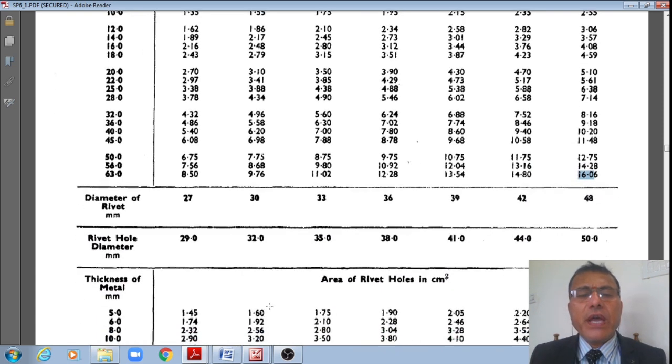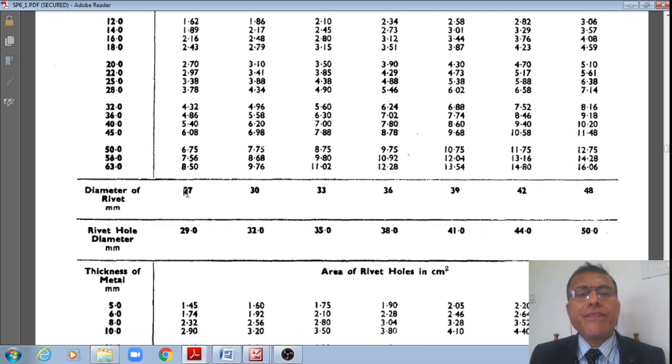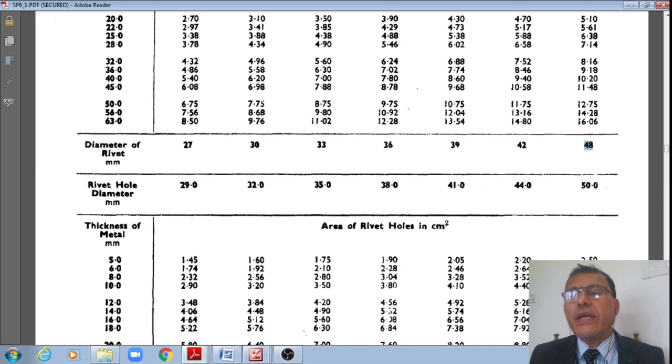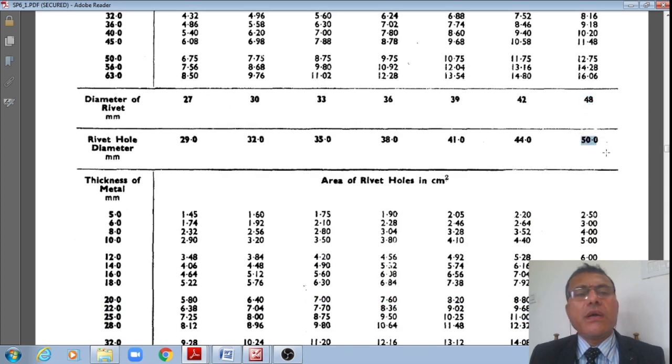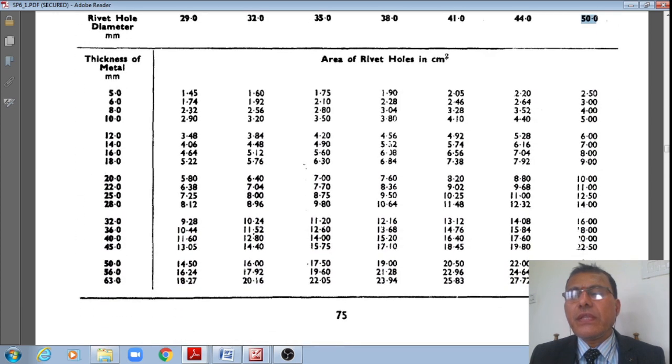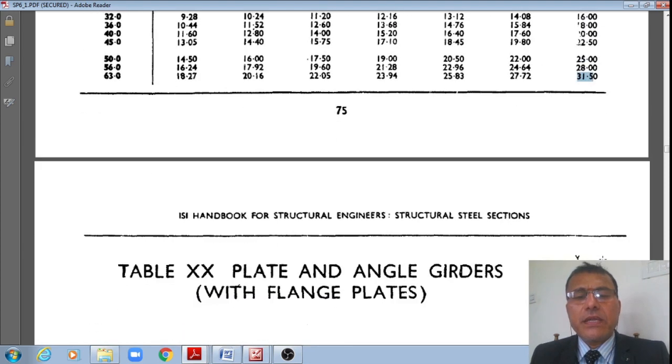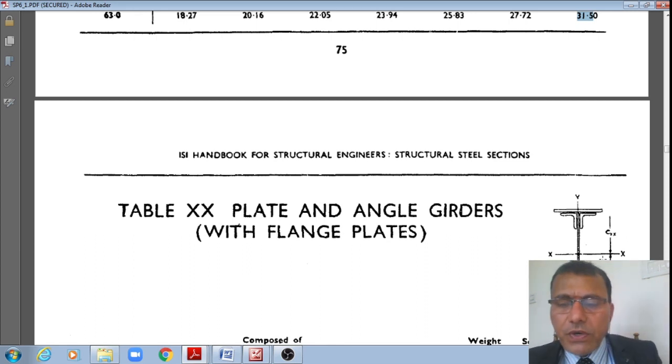And even if I have rivets of 27, 30, 33, 36, 39, 42 and 48, for which the rivet hole diameter is equal to 50, then if I have the thickness as 63, the area of the rivet hole is equal to 31.5 centimeter square. That is how the rivet hole areas are tabulated.